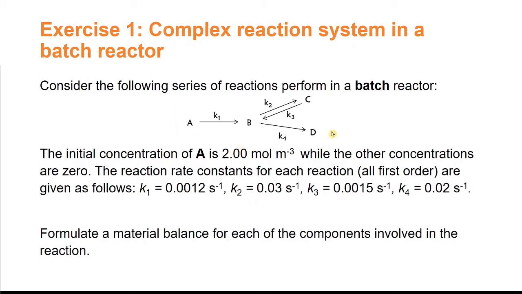Let us start with a network of reactions taking place in a batch reactor. In this example, reactant A irreversibly goes to B, which then reacts reversibly to form C and irreversibly to form D. The reaction rate constants for these reactions are indicated on the diagram, and their values are shown below. The reactor starts with a concentration of A of 2 mole per cubic meter. How do we write a mathematical model to describe this system and predict the compositions of all species over time?